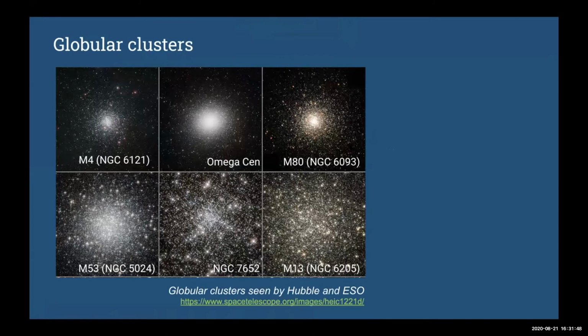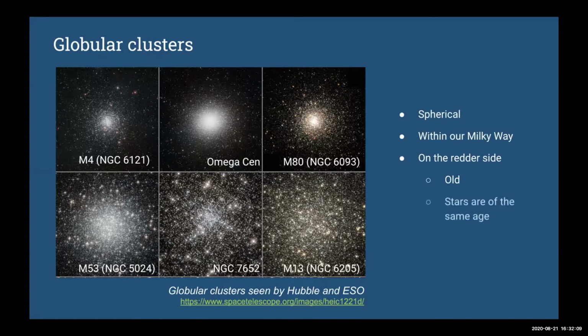Looking at these images, we can see that globular clusters are extended spherical objects that are gorgeous and within our Milky Way. If you look at the stars, they're on the redder side, which means that they tend to be older. And because we think globular clusters are the result of a burst of star formation, the assumption is that the stars are of the same age within the cluster.